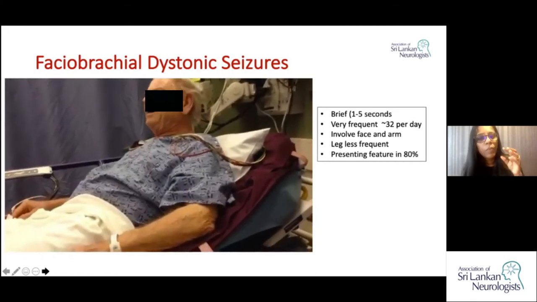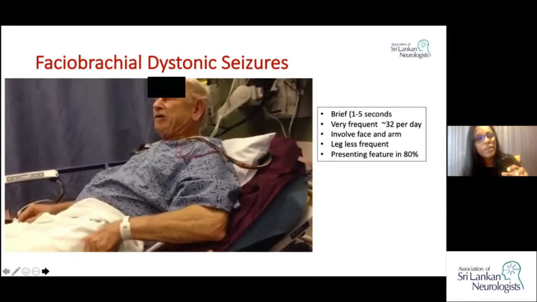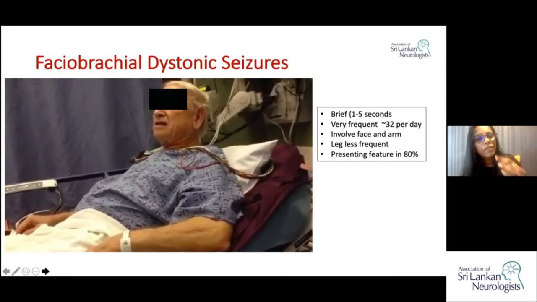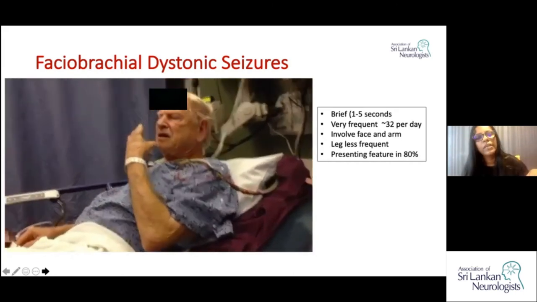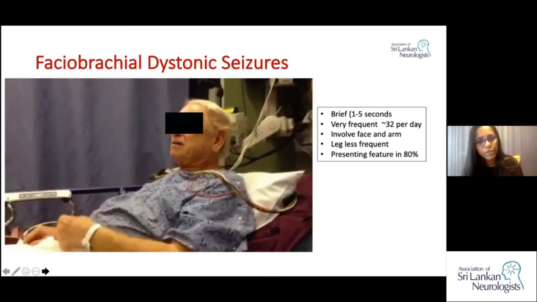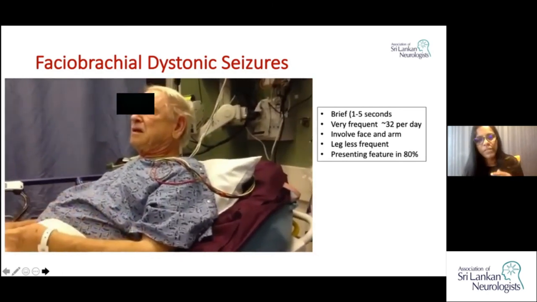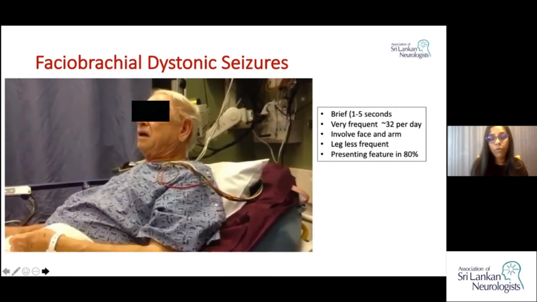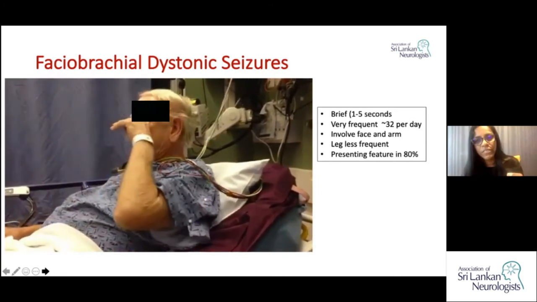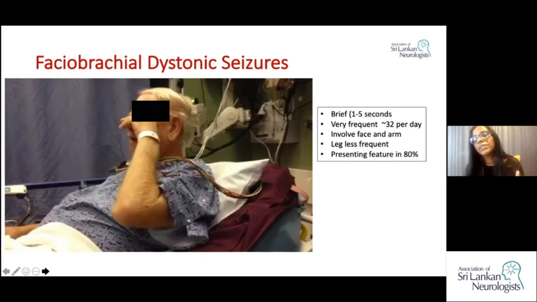There's abnormal dystonic seizure affecting the corner of the mouth. And with that, you find a dystonic posturing of the upper limb as well. So in most, you have the face and the arm affected, but even the leg can be involved. These are very brief seizures and they occur multiple times a day.